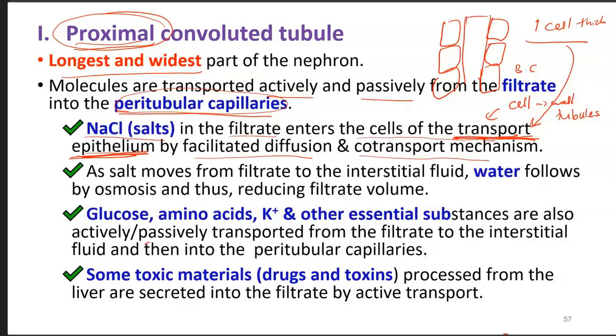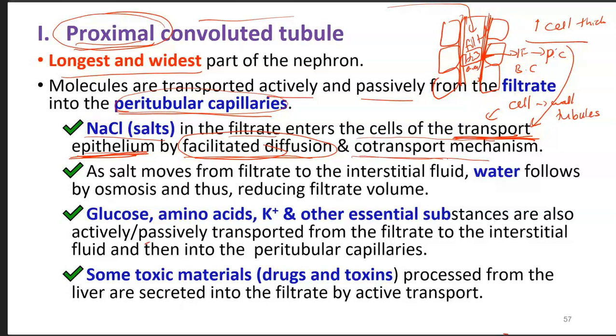So this is the lumen of the tubule. For example, this is the lumen of the proximal tubule that contains the filtrate. Substances such as water, or substances such as amino acids in the filtrate will enter into this cell, into the transport epithelium, either through facilitated diffusion. Facilitated diffusion is passive, right? Passive from high concentration to low concentration, from the filtrate back into the interstitial fluid into the blood vessels. Blood vessels in this case are the peritubular capillaries.